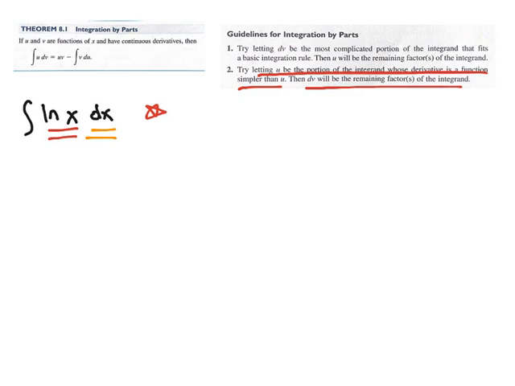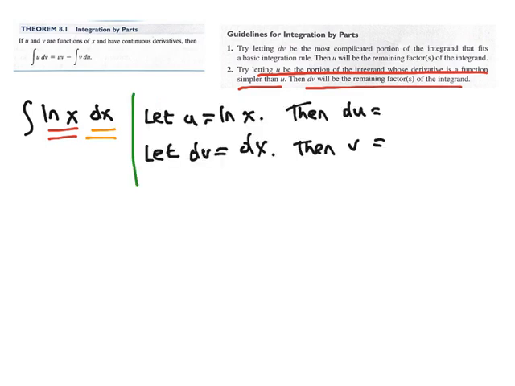So when we do that, what happens? So we let u be equal to the natural log of x, and the differential of u would be the derivative of natural log of x, which is 1 over x, times the differential of x. And 1 over x is simpler than natural log of x. So now we have the differential of u is 1 over x dx. dv is dx, so to find v, we integrate both sides. So we get v is equal to x.